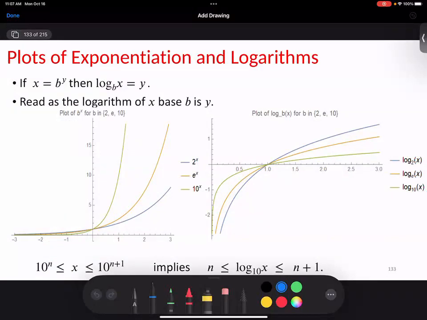Now, when you try to look at this plot, the 10 to the x, I can't even show you where that is at 3 on the same scale. The growth rate is just phenomenal. And when you're trying to look at things, it's a real challenge.